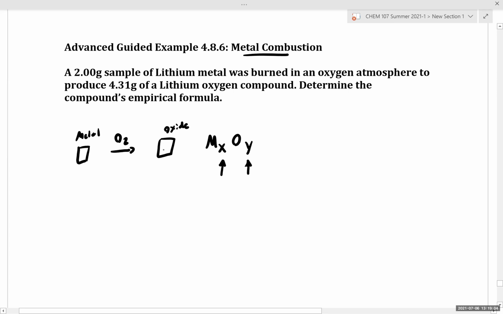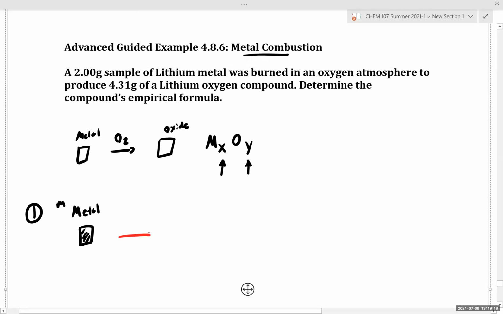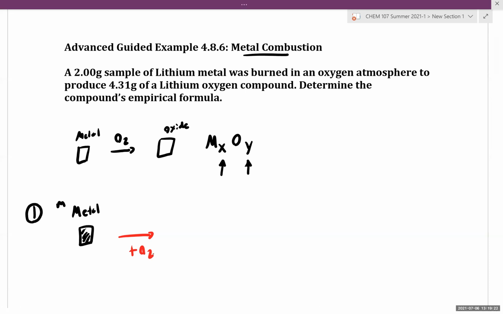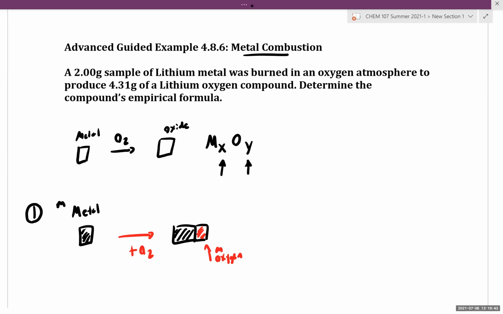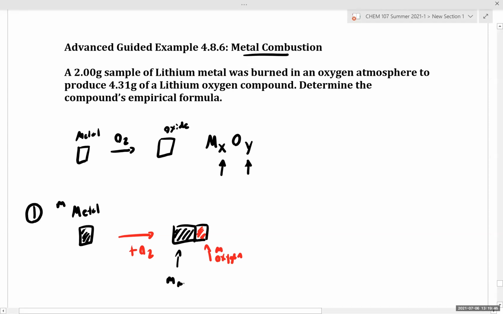Now, if you know the mass of metal and the mass of oxide, we actually have enough information to calculate the empirical formula. So the first step is to think about what's actually happening in this reaction. Suppose we have the initial mass of metal. If we allow our metal to react with oxygen and we get our metal oxide out, by conservation of mass, any mass that ends up in our metal oxide must come from the metal or oxygen. So our metal oxide consists of some mass of oxygen and some mass of our metal.